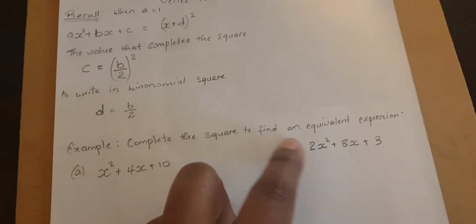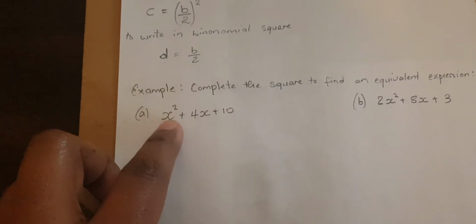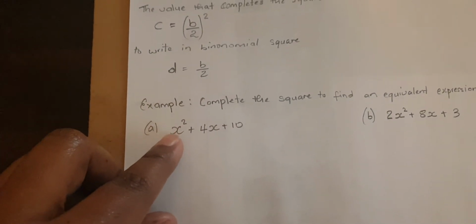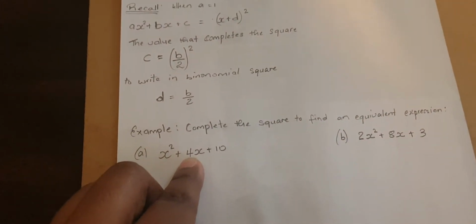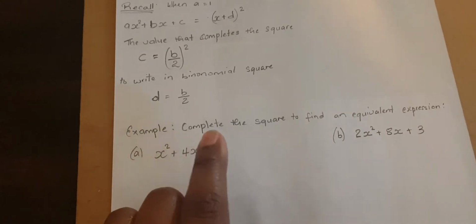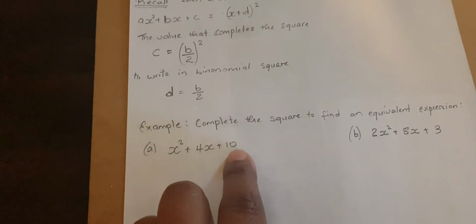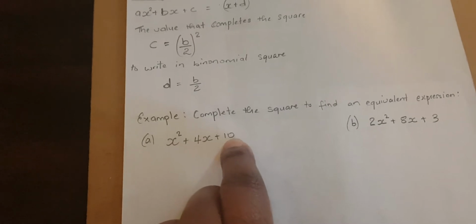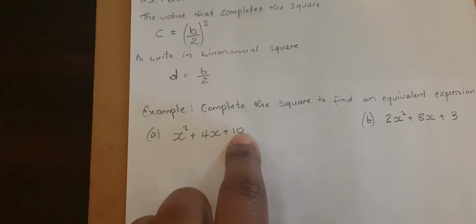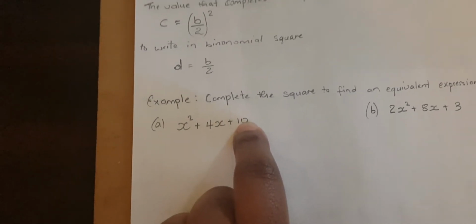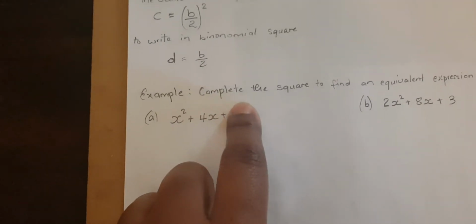Complete the square to find an equivalent expression. In this problem, let's talk about our a. Our a would be 1, even though it is not written. Our b in this case would be 4, and our c would be 10. And we're asked to complete the square. Now, many of you may see this 10 and say the square is already complete because there is a 10 there. No, we are not sure it takes 10 units to complete the square. It could have taken more or less.